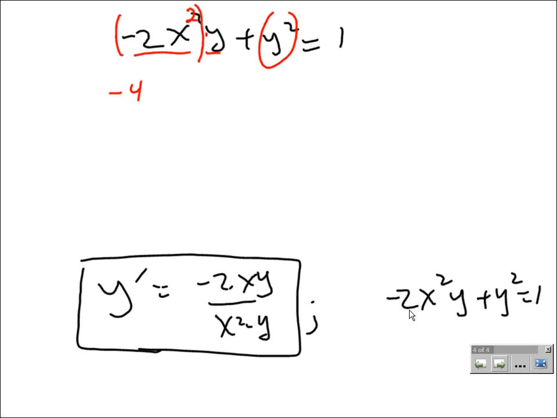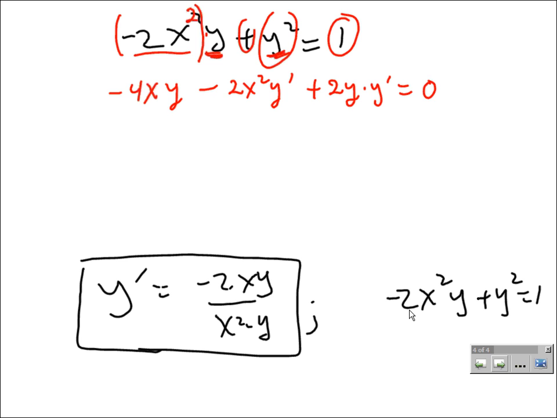Take the derivative of the first term: it's negative 4x times y, plus the first term, and instead of adding a negative, I can just subtract, times the derivative of the second factor, the derivative of y prime, plus the derivative of y squared, which is 2y times y prime. And the derivative of 1 is 0. Now, I want to talk about that.